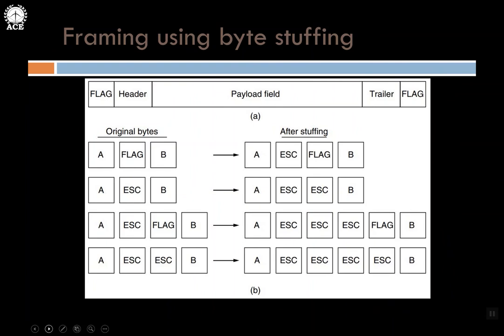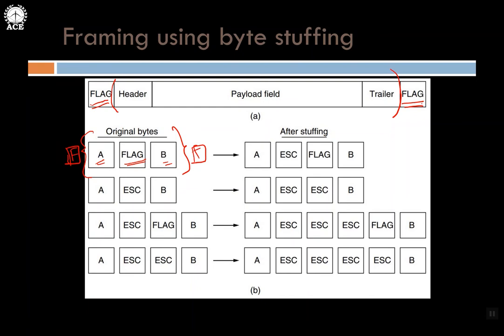Let us see what figure A is saying. This is the conventional approach. This is my frame. The frame starts here. It is delimited by a special flag byte. So it is a general format. Now suppose, as I said, this is my original data, my original frame. Within the frame, this is character A, this is character B, and flag is also occurring as part of this. So how to differentiate? Because this will be preceded by actually two flags.